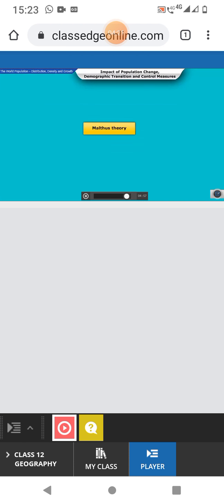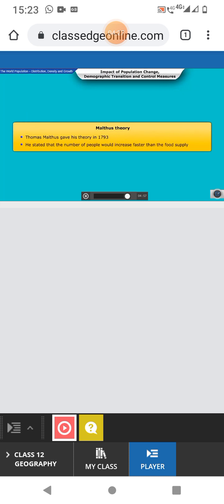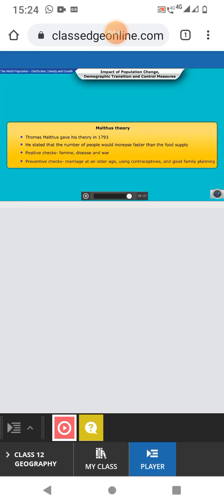Thomas Malthus, a population geographer, in his theory in 1793 stated that the number of people would increase faster than the food supply. He proposed 2 ways of controlling population: positive checks and preventive checks. Positive checks included war, famine, disease, etc., and preventive checks included marriage at an older age, using contraceptives and good family planning. However, for the sustainability of resources, the world will have to control the rapid increase of population.